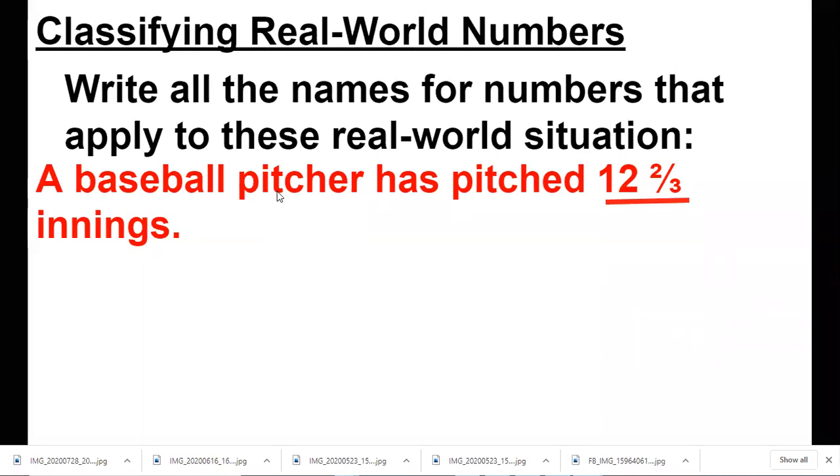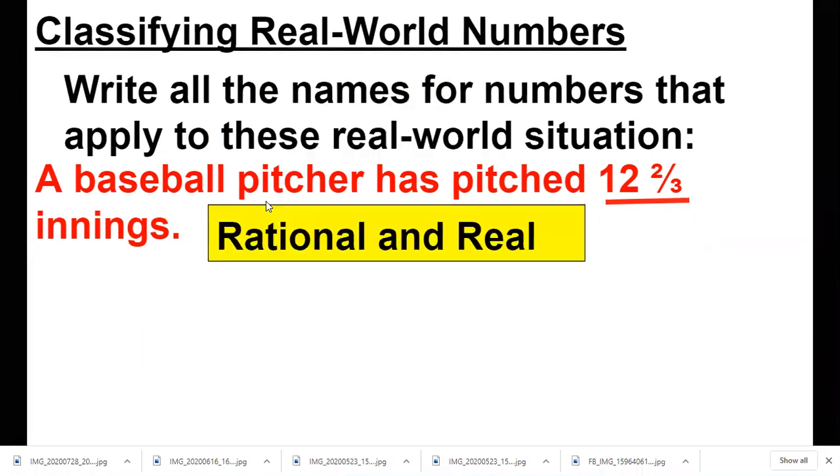So we ask ourselves, is it a whole number? No. Is it an integer? No. Is it a rational number? Yes. Is it an irrational number? No. Is it a real number? Yes. So it is rational and it is real. So 12 2/3 is rational and real. Okay, let's go to another one.